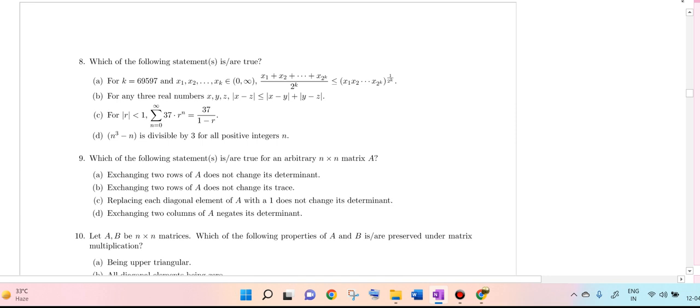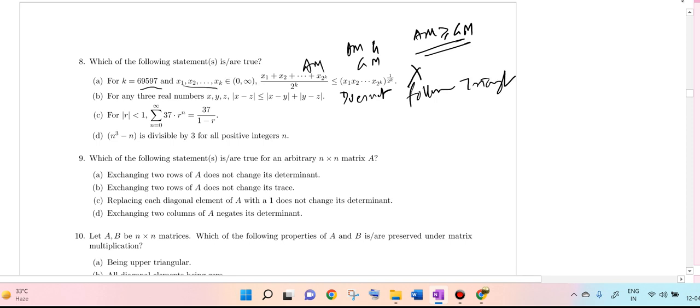Next, which of the following statements are true? Again, similar type. Let's go for the first one. The first statement involves x1, x2, up to xk, with the k-th root. This is actually the AM-GM inequality, and we know that the AM of the numbers is always greater than or equal to the GM. So this is the AM and this is the GM. So this is wrong. For 3 real numbers, x plus y, no, this does not follow the triangle inequality. So this is also wrong.